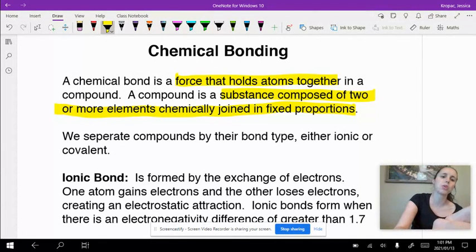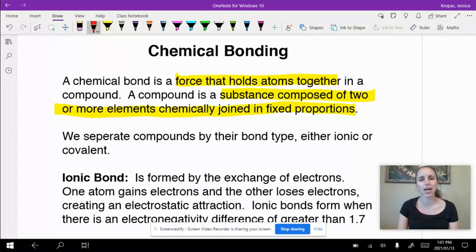Now, what does fixed proportion mean? It means that when you're telling me a compound, it's not enough to actually tell me what's in that compound. So for example, when I ask you what the chemical formula for water is, you can't tell me that water is made up of hydrogen and oxygen. That's not enough information. When you give me the chemical formula of water, you have to tell me that it is H2O. The reason that you have to tell me it's H2O is because there are other combinations of hydrogen and oxygen.